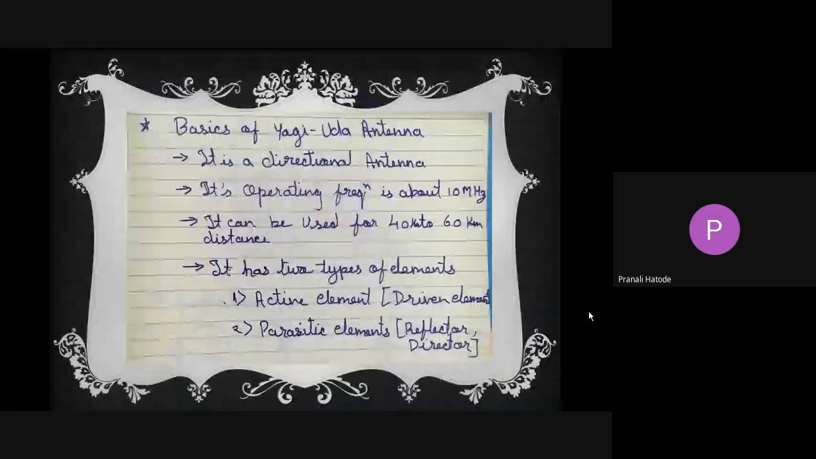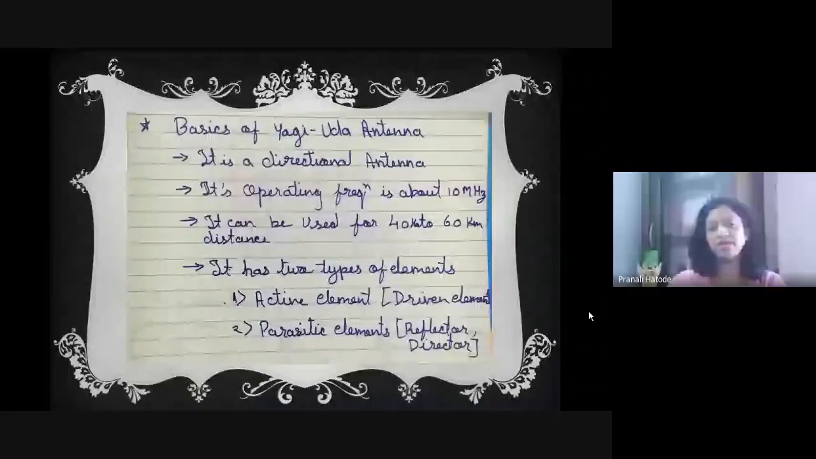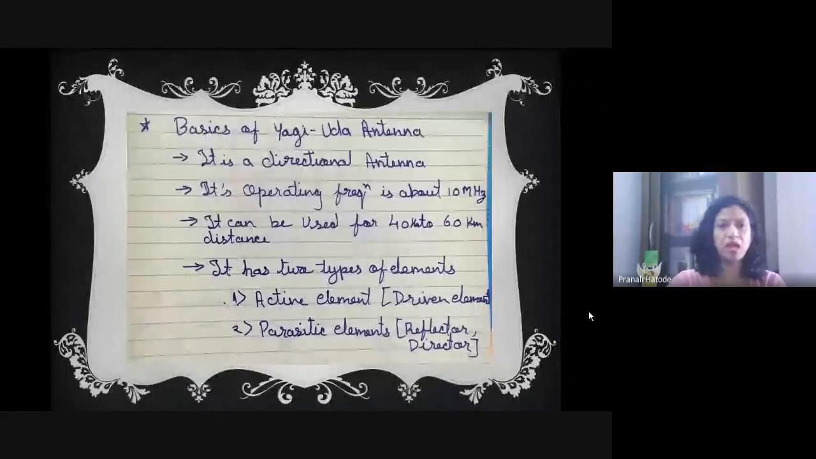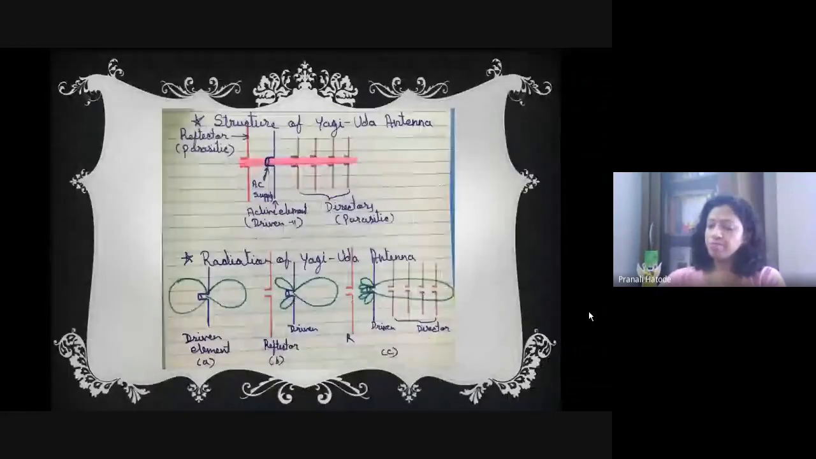So in Yagi-Uda antenna, one of the elements is an active element. It is also called a driven element, and all the other elements other than the active element are called parasitic elements. These parasitic elements include the reflectors and directors. Now, this is the structure of a Yagi-Uda antenna.